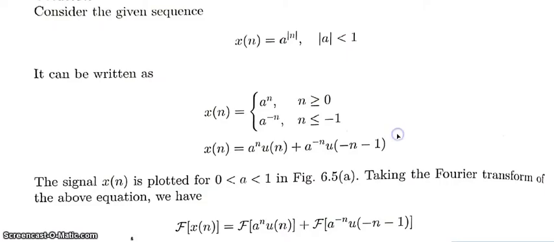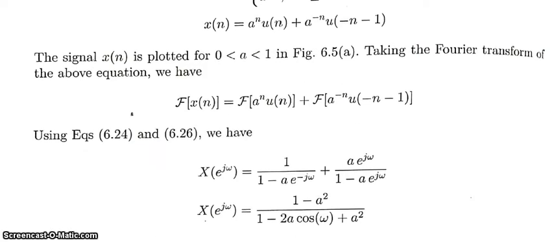Okay, therefore we can directly write the DTFT, that is, the Fourier transform of x of n, as the Fourier transform of this first term plus the Fourier transform of the second term. That is X(e^{jω}) equal to 1 divided by (1 minus a e^{-jω}) plus a e^{jω} divided by (1 minus a e^{jω}). Therefore that is equal to (1 minus a squared) divided by (1 minus 2a cos ω plus a squared).